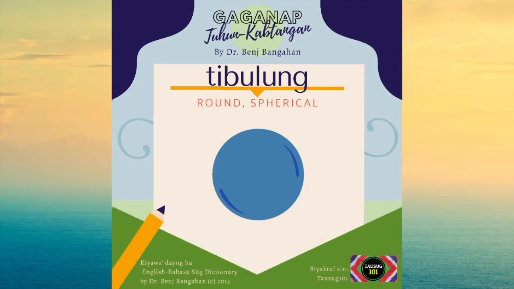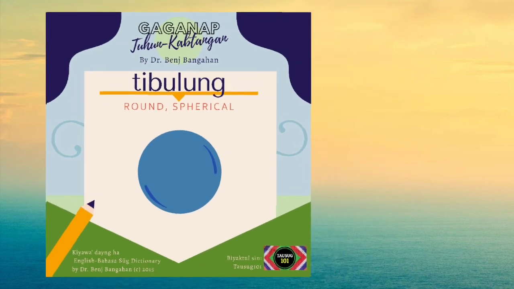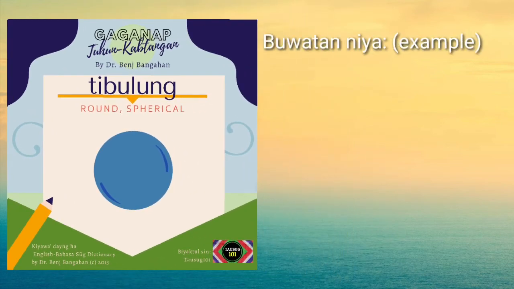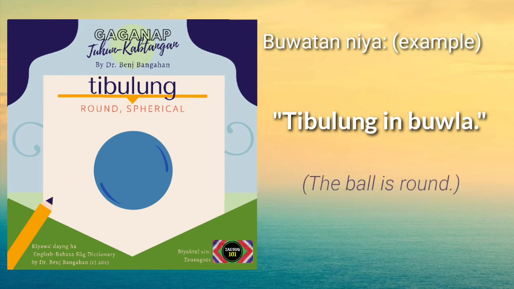And last we have tibulung. In English, round or spherical. An example: tibulung in bola. The ball is round. Tibulung.